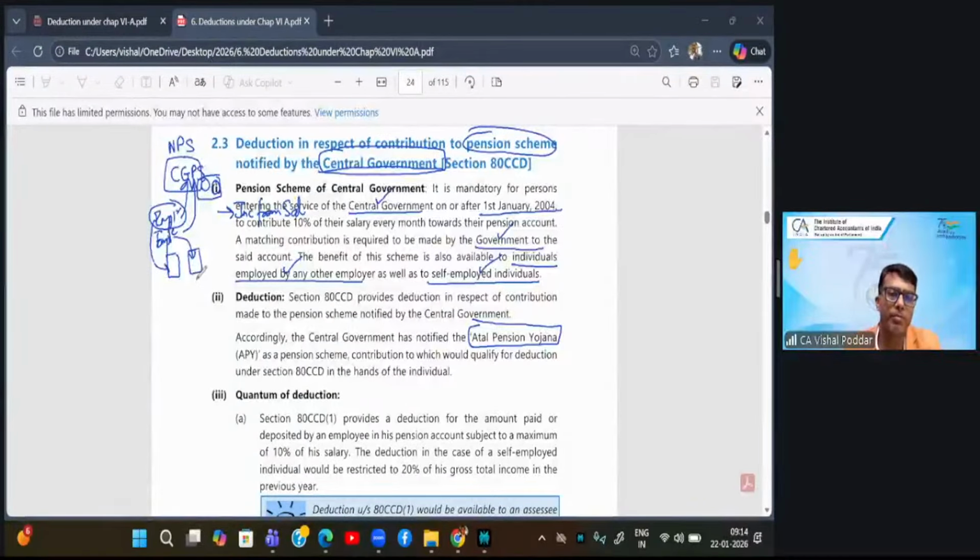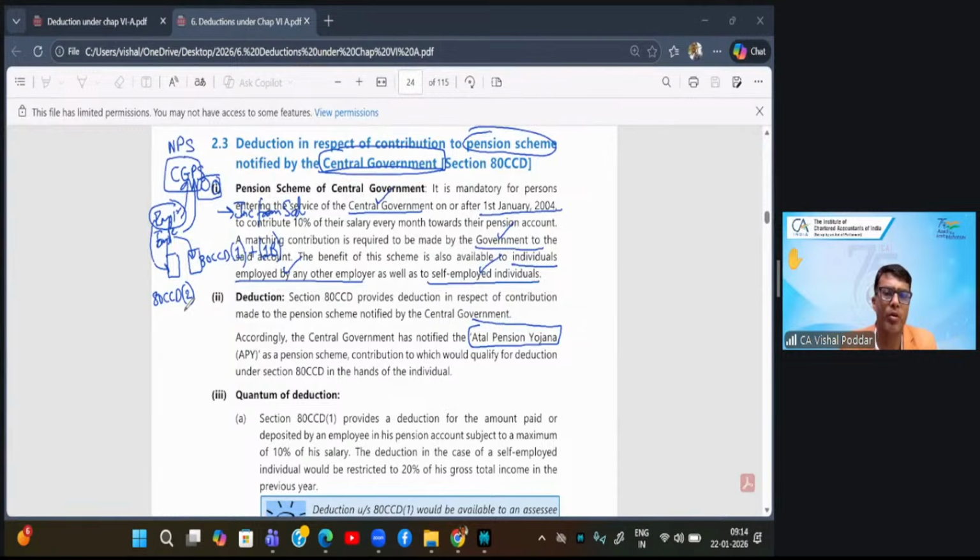Now comes the interesting part. Your contribution is covered under 80CCD bracket 1, and later there is one more, 1B. Employer's contribution is covered under 80CCD 2. Now you'll say, sir, okay, these are just some section numbers. Why is it so important?